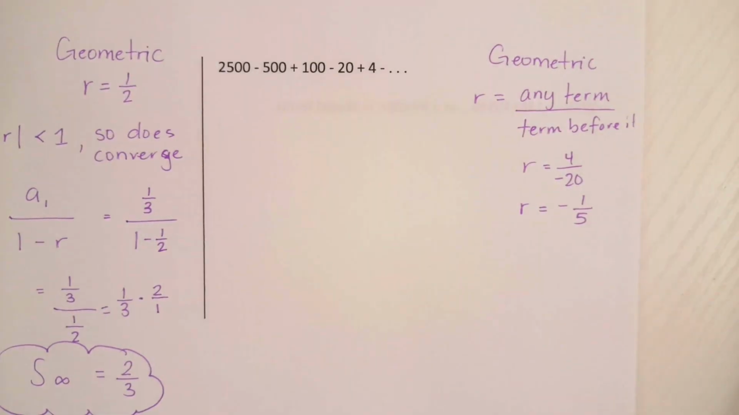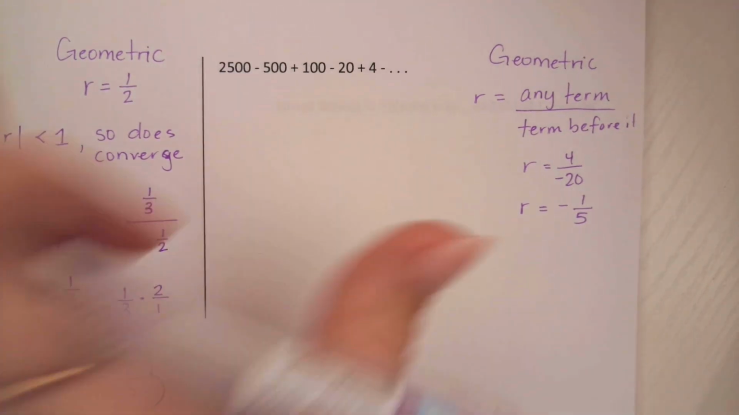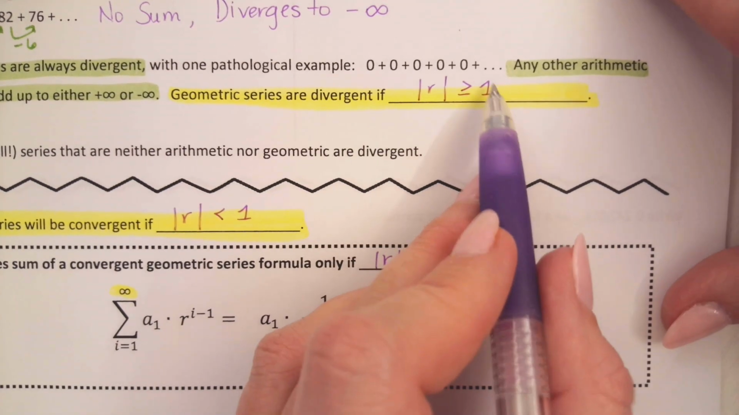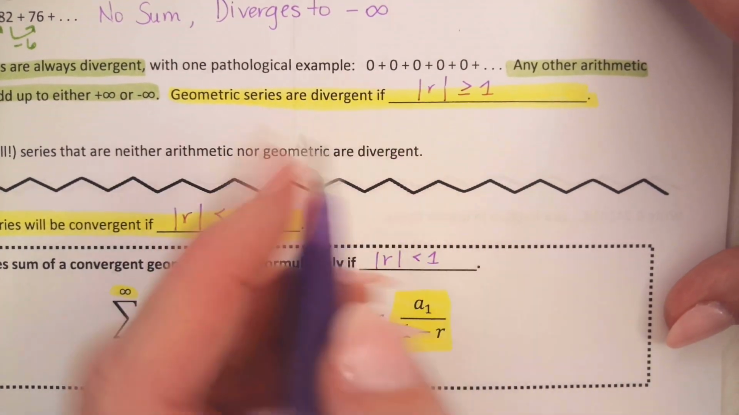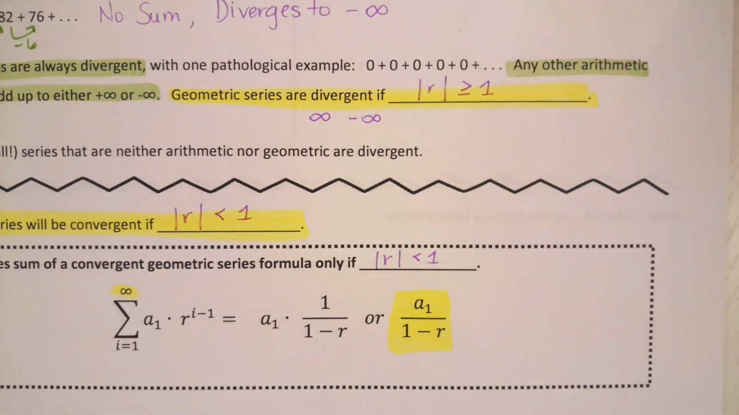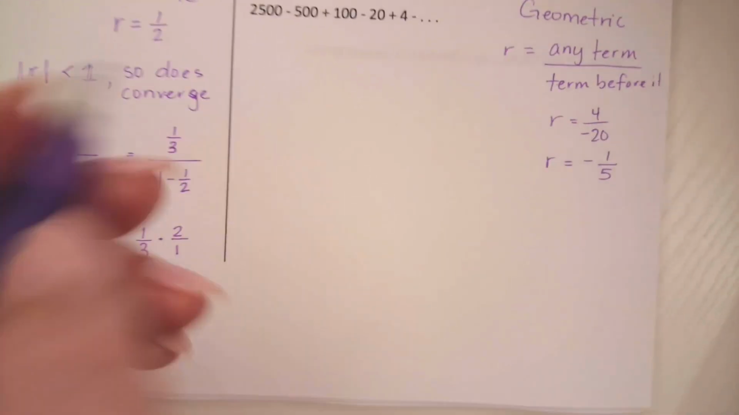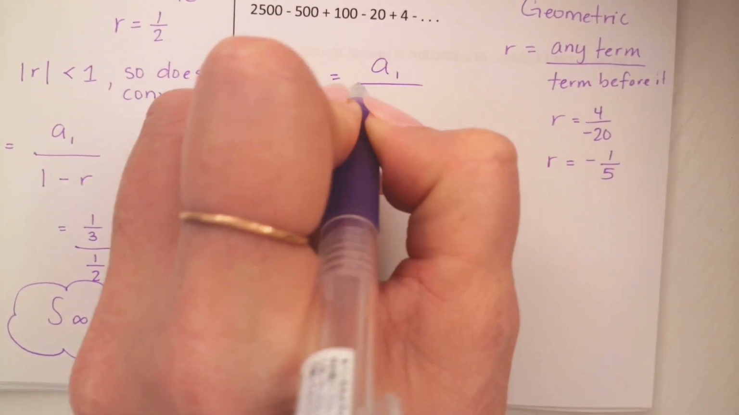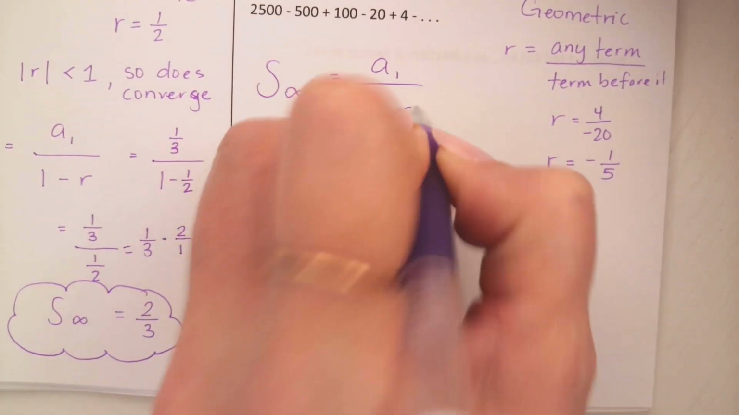There we go. Okay. So again, thinking about those two options. Was the absolute value of the common ratio greater than or equal to 1? So it's going to diverge to infinity or negative infinity. Or is it going to converge to an actual number? Converge. So if it converges, we're going to use our formula: A1 over 1 minus the common ratio.